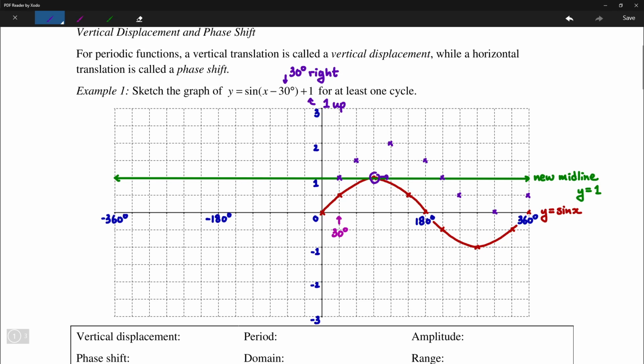Just one more example here. Again, 1 square to the right, 2 squares up, for 30 degrees to the right and 1 unit up respectively. Once that's done, we can connect the points together with a smooth curve, like so here. And that would be sufficient for the sketch of this function for at least one cycle.